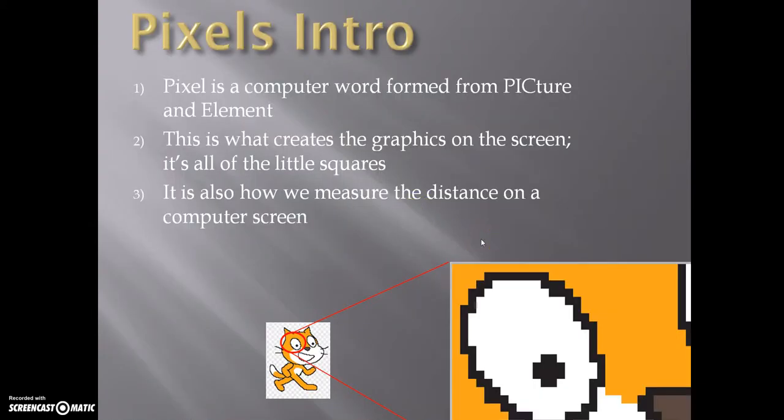Okay, pixels. Learn a little bit about pixels. Pixel is a computer word formed from picture and element. This is what creates graphics on the screen. It's all a bunch of little squares. They shrink it down, so we don't see those little squares, but they're there. It also can be measured as distance on the computer screen.